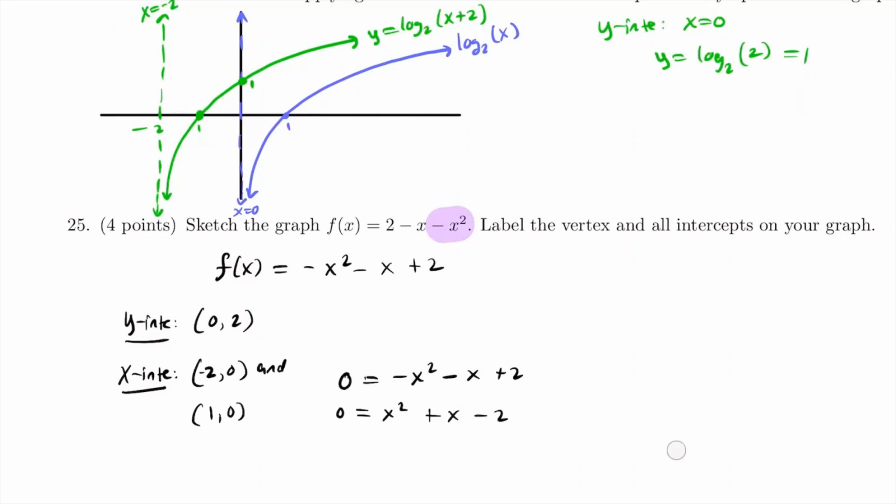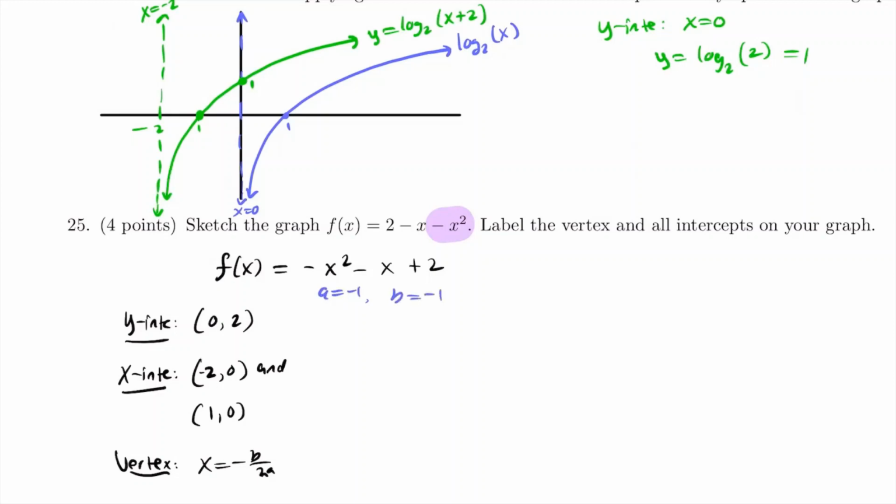So I'm going to erase this so that we have more space for the graph. Now, what about the vertex? Well, the vertex is going to occur when x is equal to negative b over 2a. So looking at this equation, we have a is negative 1, b is negative 1, and c is 2. Those are these coefficients right here. So if I plug this into my formula for the vertex, this gives me negative b, which is negative 1, over 2 times a, which is negative 1. So that's negative 1/2. That's the x-coordinate of the vertex.